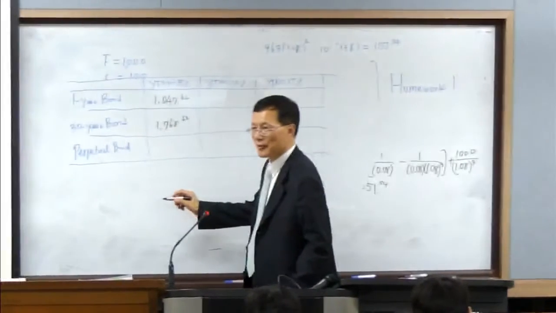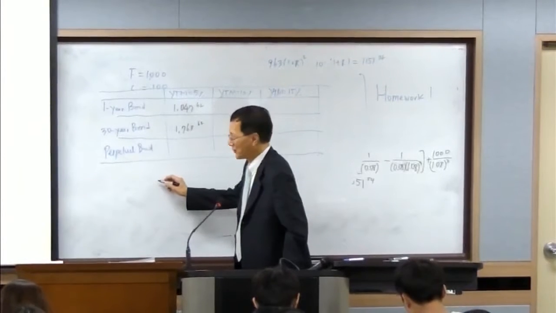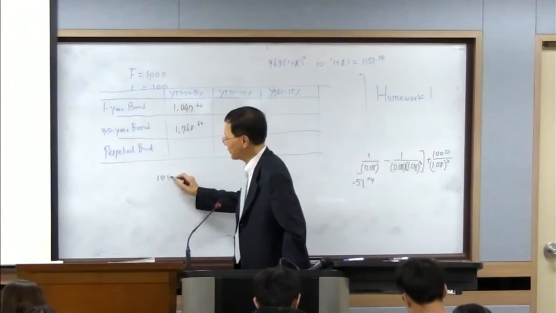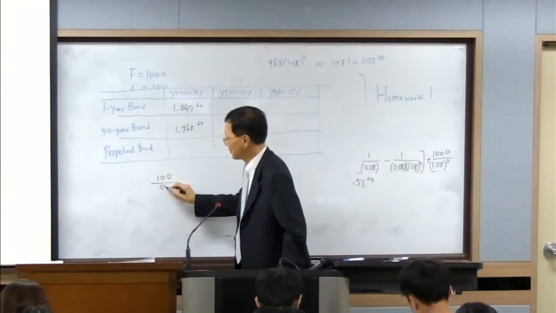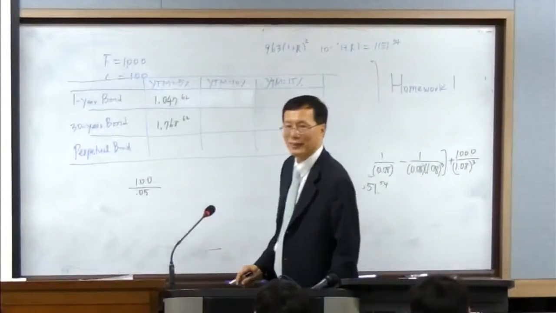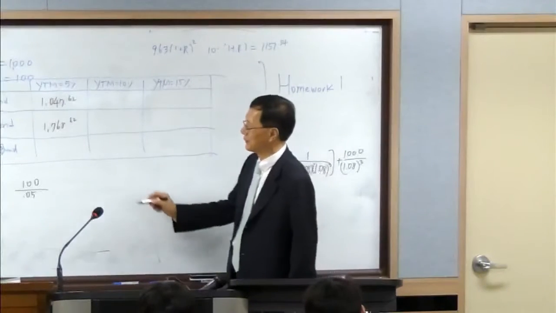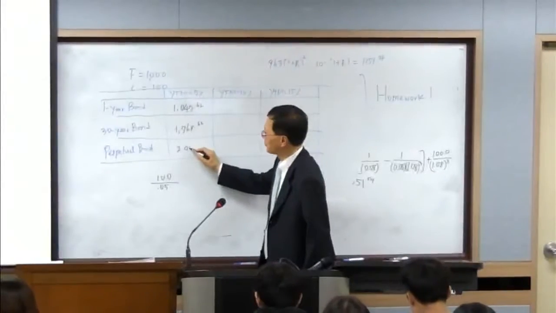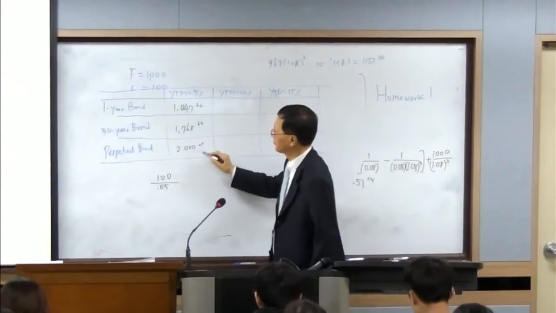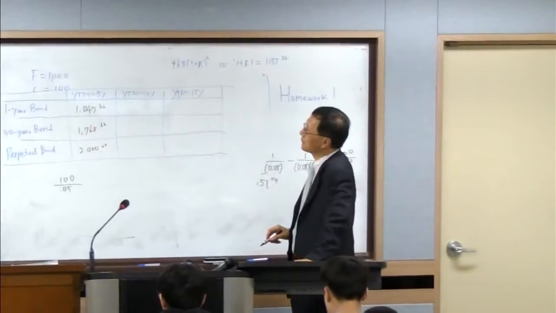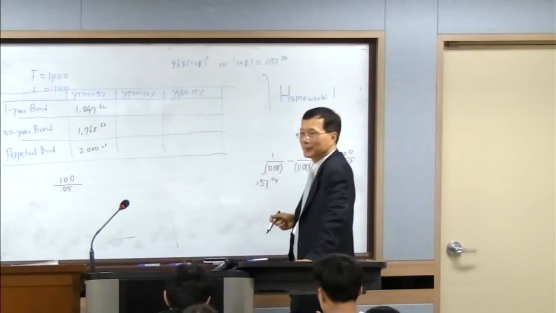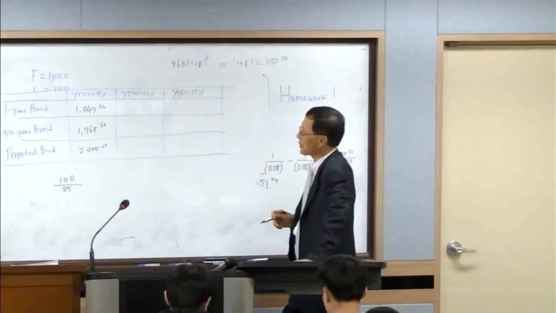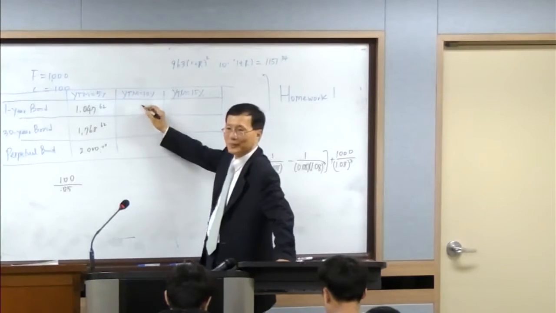Perpetual bond valuation is coupon payment of 100 divided by interest rate. Or it's 2,000. If yield to maturity is 10%, the discount rate is 10%. What is the price of the 1-year bond?